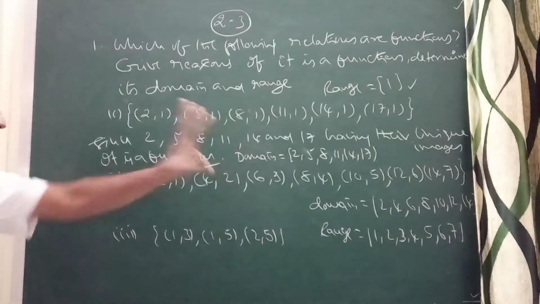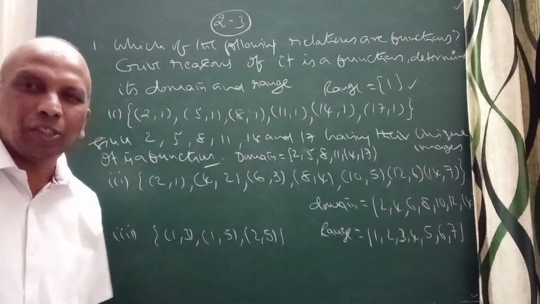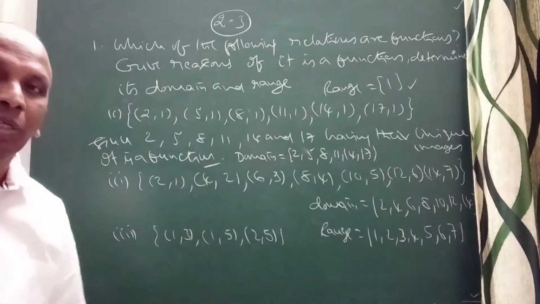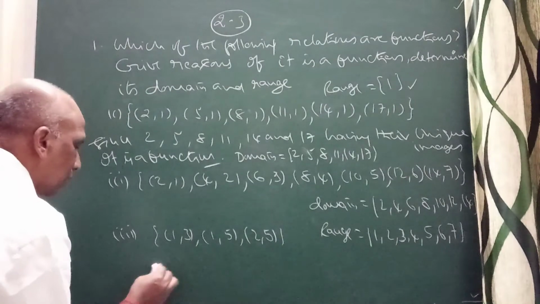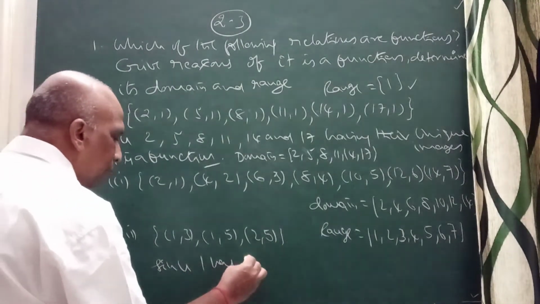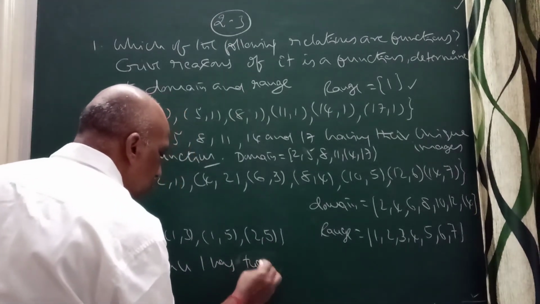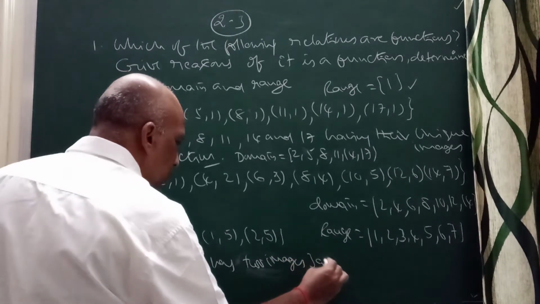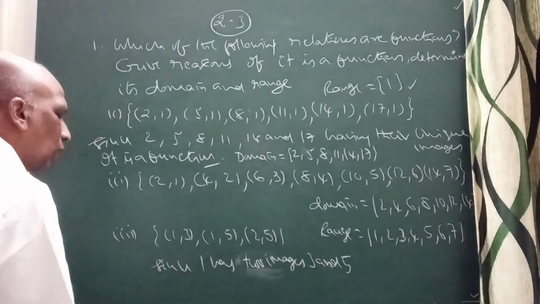Clear. Coming to the third one: (1,3), (1,5), (2,5). Verify this relation. Clearly you can observe that this relation is not a function. The reason: 1 has two images. Since 1 has two images, 3 and 5, it is not a function.